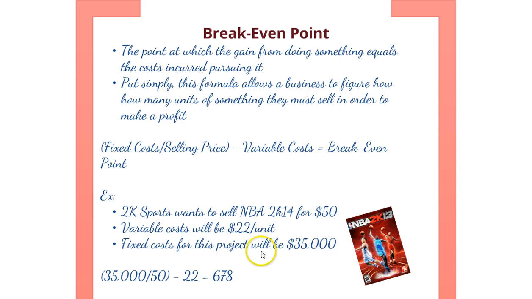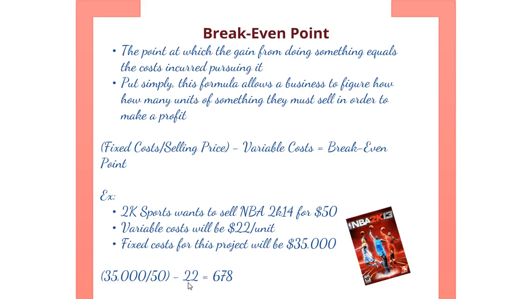And then they have fixed costs for this project of $35,000. Maybe they have to go out and buy certain software, or they have to spend a specific amount. They have to spend $35,000 in order to produce this game. So we take our formula, our fixed costs of $35,000, divided by 50, which is the selling price. Then you subtract 22, and you get 678 units. So they are going to have to sell 678 games.